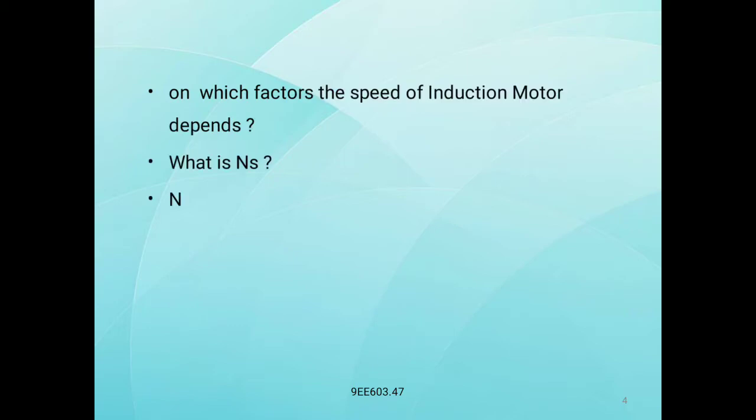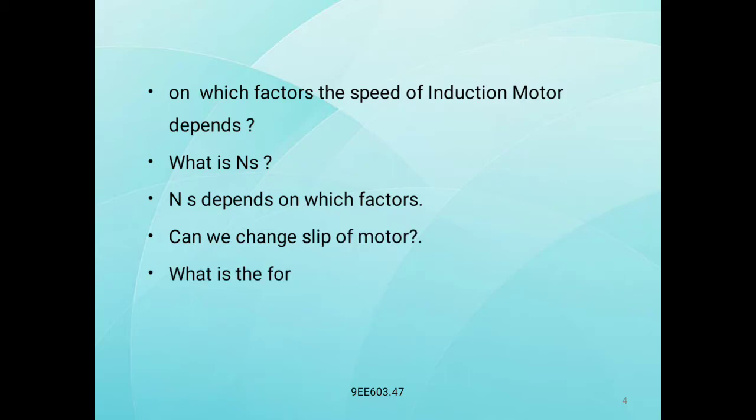On which factors does the speed of an induction motor depend? What is Ns and N? So Ns depends on which factors, and can we change the slip of the motor? What is the formula for the speed of an induction motor?